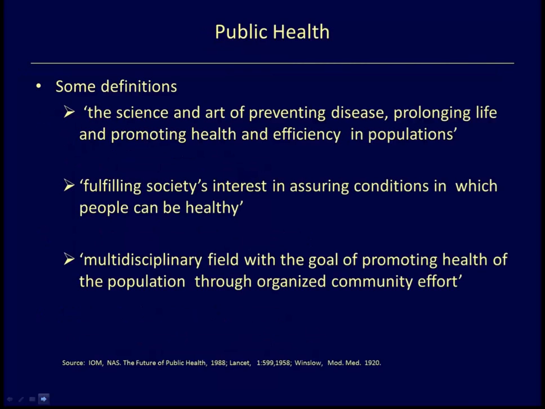So in general, when we're talking about public health, there are various definitions, and these are just some examples to show where those definitions have come from, varying sources, but it's basically the science and art of preventing disease and addressing health in populations. It also seeks to fulfill society's interest in assuring conditions in which people can be healthy. And the other point that I'd like to make is that it is a multidisciplinary field with the goal of promoting health for populations through organized community and policy efforts.